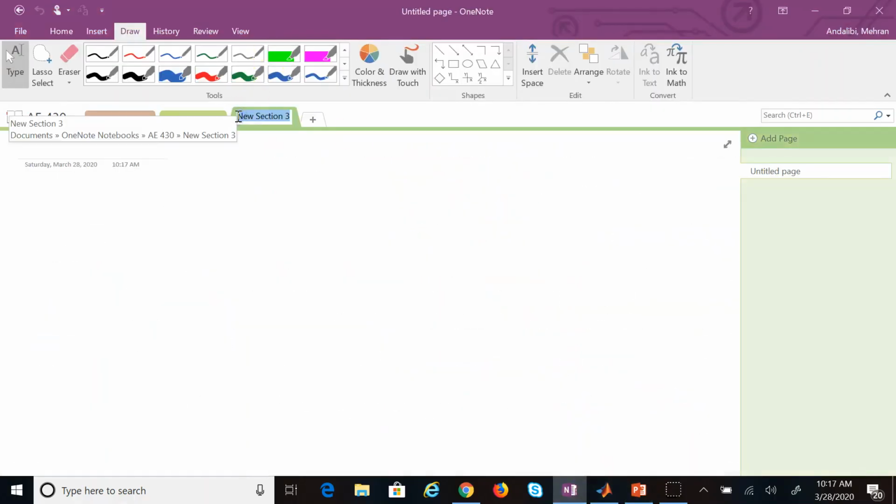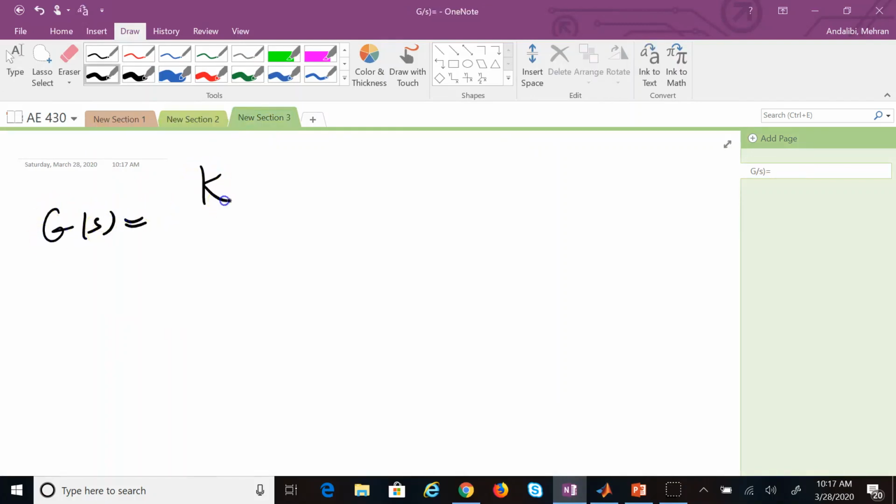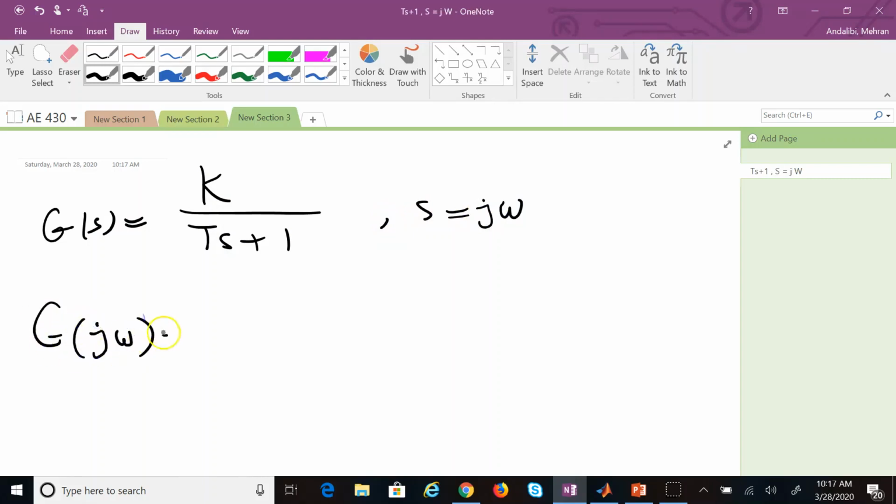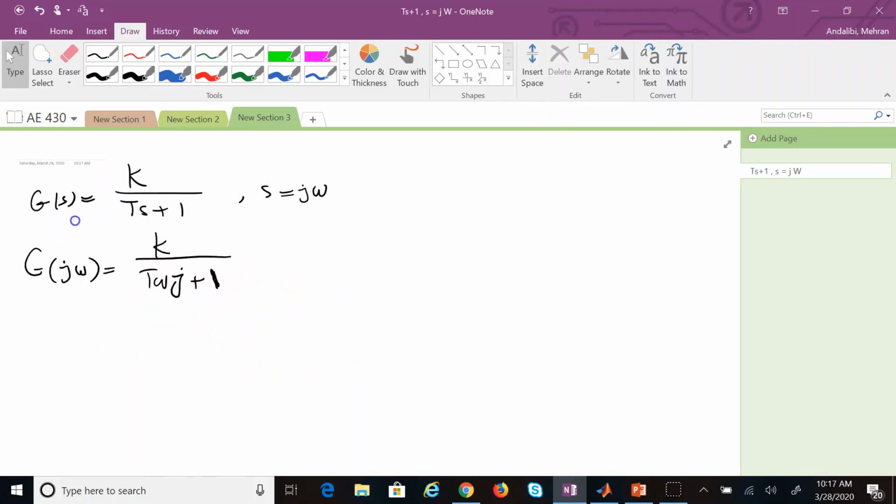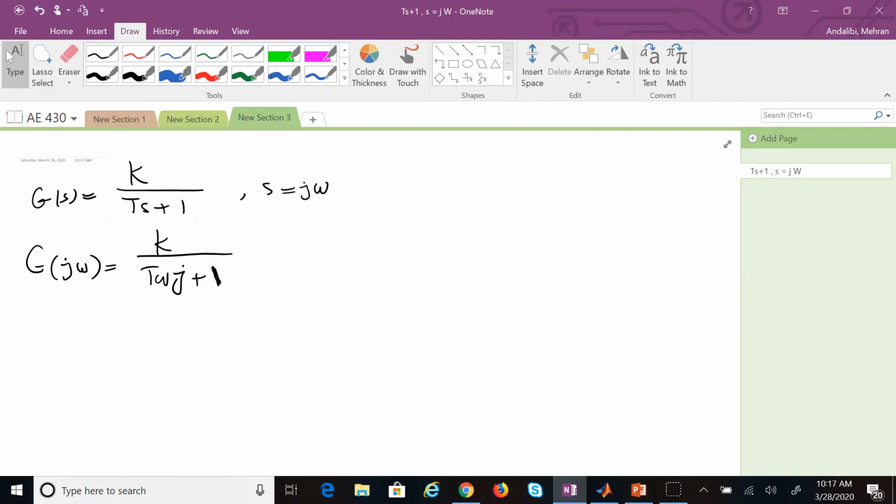So if we come here and we say, well, G of s is k over Ts plus 1. So the first thing we always do is we plug in for s equal j times omega. And then what would you get? You get G of j omega is equal to k over T omega j plus 1. By the way, this j is the same as i, right? That's the same thing. So now this is clearly a complex number. The numerator is a scalar or just a real number, but the denominator is a complex number.